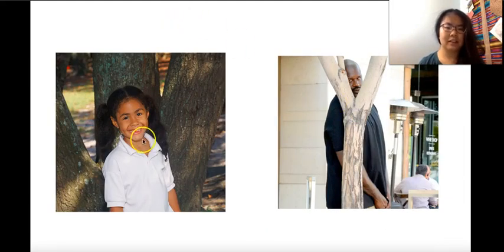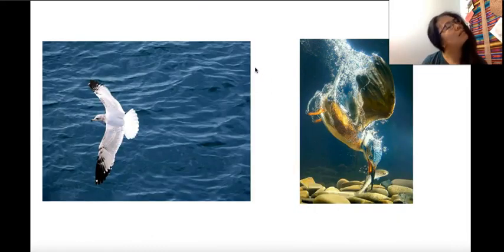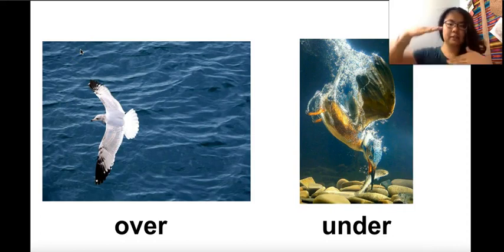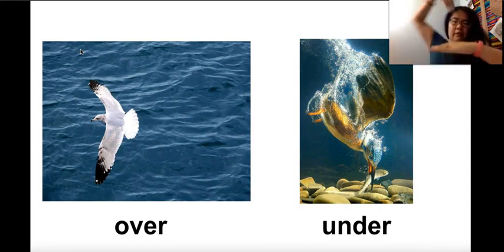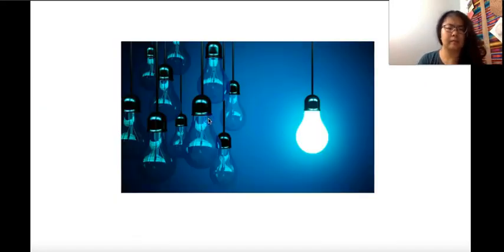Right? This girl is in front of the tree. This man is behind the tree. Right? I think that's a meme of Shaq. So, very good. Now, here are another pair of opposites, and these are what we call prepositions, right? This bird is flying over the water, and this bird is diving under the water. You could also say this bird is out of the water, this bird is in the water.